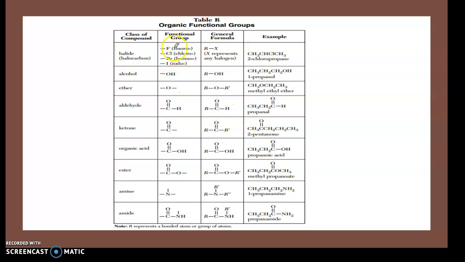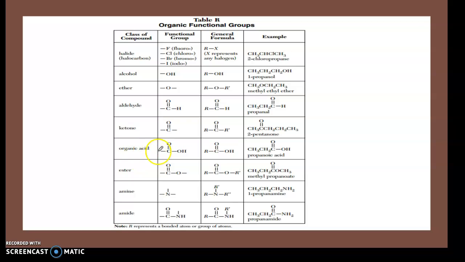Well, it's not a halide. I don't have a fluorine, chlorine, bromine, or iodine. Alcohol, yes, I do have an OH, but it's not just an OH. I still have a carbon that's double bonded to an oxygen, so it can't be that. Ether, I have no oxygen smack dab in the middle. Aldehyde, I do have a carbon that's double bonded to an oxygen, but I'm also attached to an oxygen and a hydrogen here. That's not there. Ketone, I do have a carbon double bonded to an oxygen, but there's no OH here, so that can't be it.